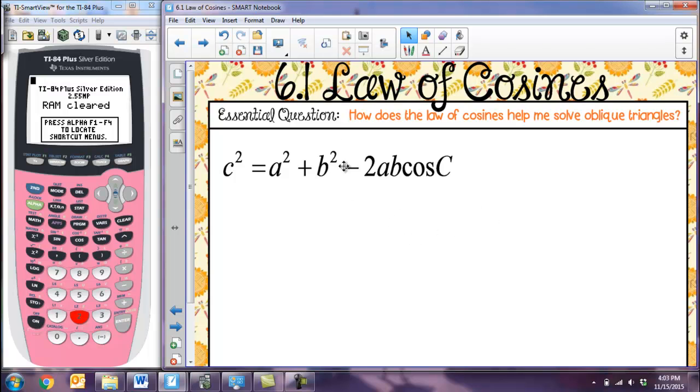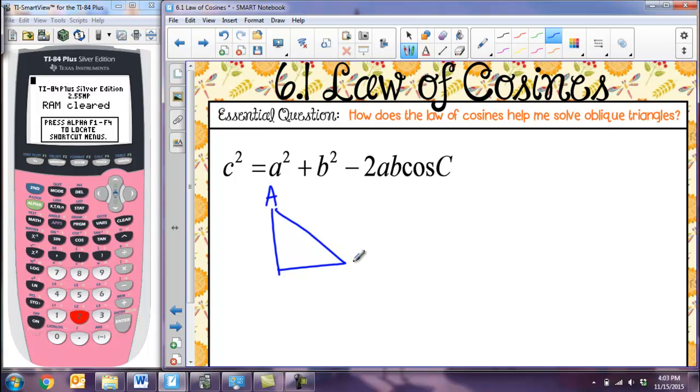And so basically, whenever you draw a triangle, and mine looks pretty bad, remember you have big letters that represent your angles, and then the little letter goes across that is corresponding. So you have big C across from little c, and little a across from big A, and little b across from big B.